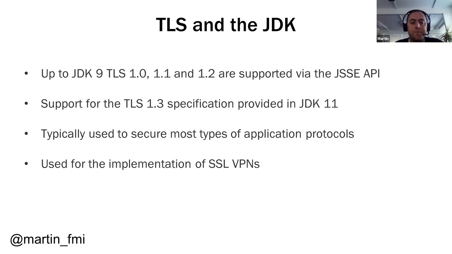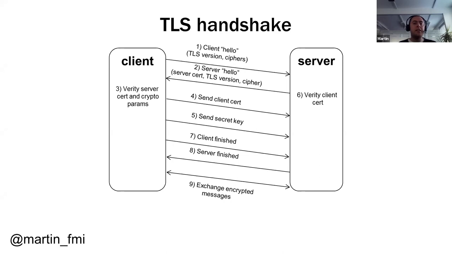TLS, as most of you know, is typically used to secure most types of application protocols. Another interesting application of TLS is the implementation of SSL VPNs. This is an overview of how the general TLS handshake mechanism works. Before we can start exchanging secure messages between the client and the server, we need to be able to establish the TLS handshake. So first, the client sends a hello message to the TLS server.